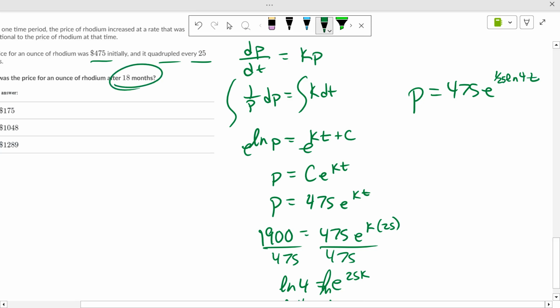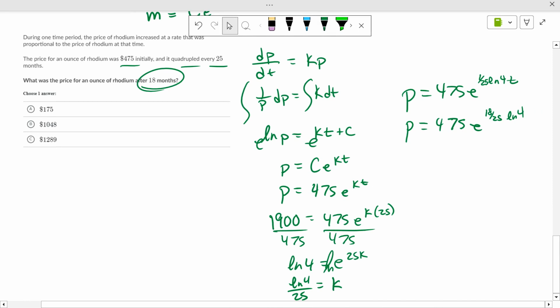So after 18 months, P equals 475 e to the 18/25 ln of 4. Throw that in your calculator, and let's figure out what it is. 1,289. There you go. Okay. That's the gist of what we're doing.